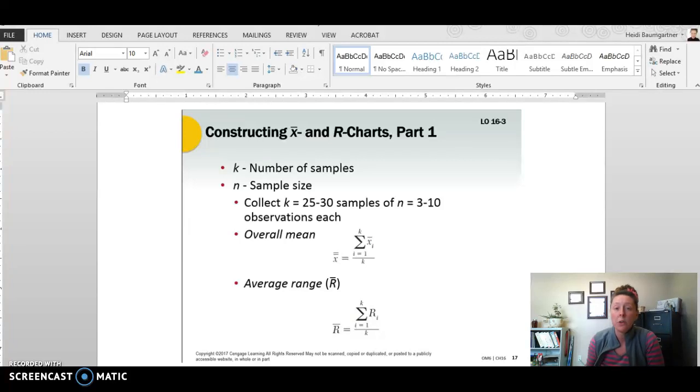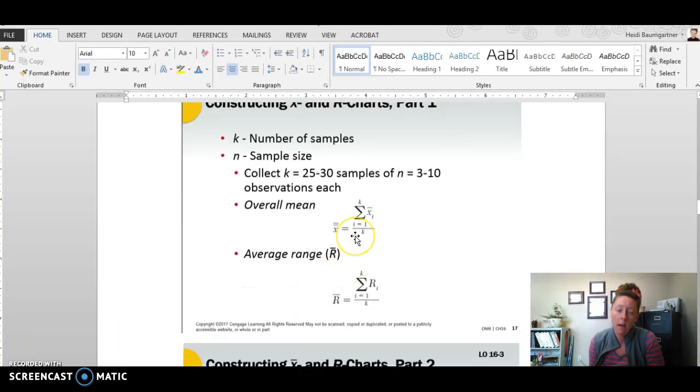This is a continuation of the quality control lecture. To recap, constructing the X-bar and the R charts, K is the number of samples, and N is the sample size. So you're going to need to collect 25 to 30 samples and 3 to 10 observations each. The overall mean calculation is the grand mean, or the X double bar, which is the average of all of the averaged means.